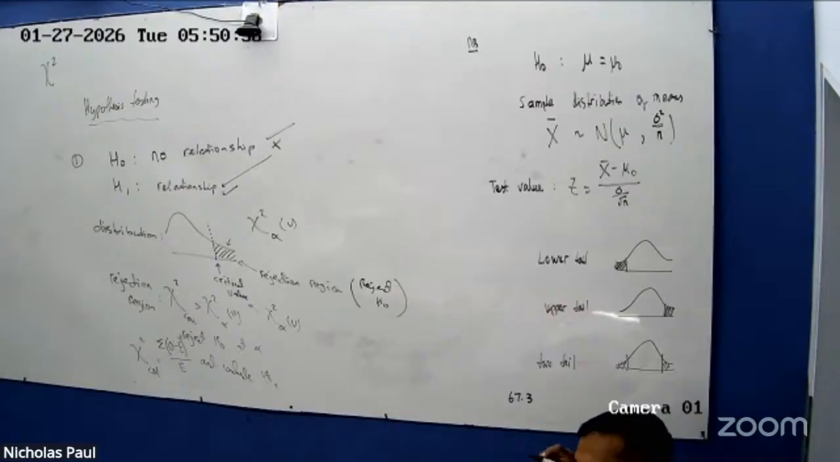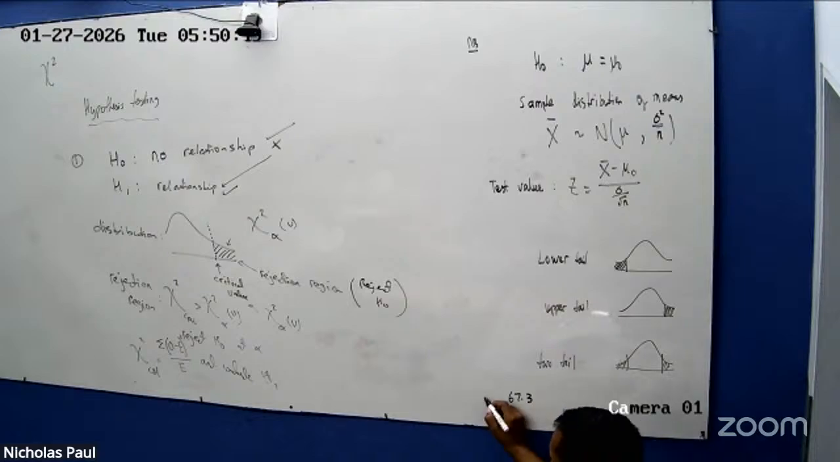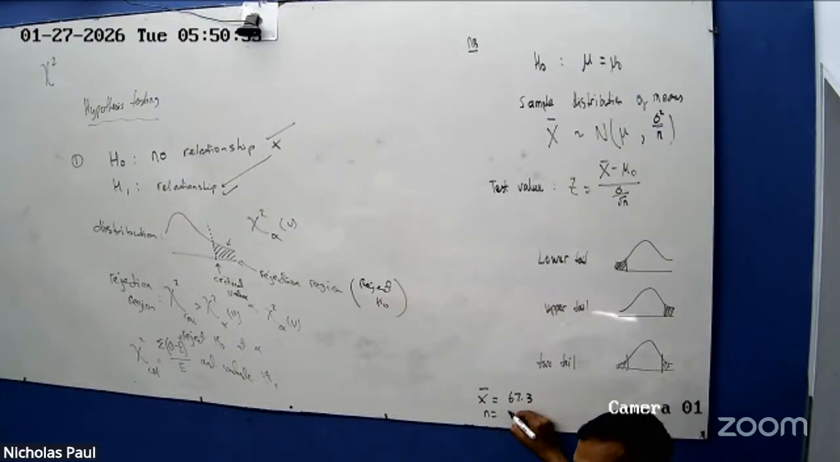67.3. Question: this value here, can it be sample or population? Sample, right? The question said sample. So X bar, and n is how much? 25. Nice.